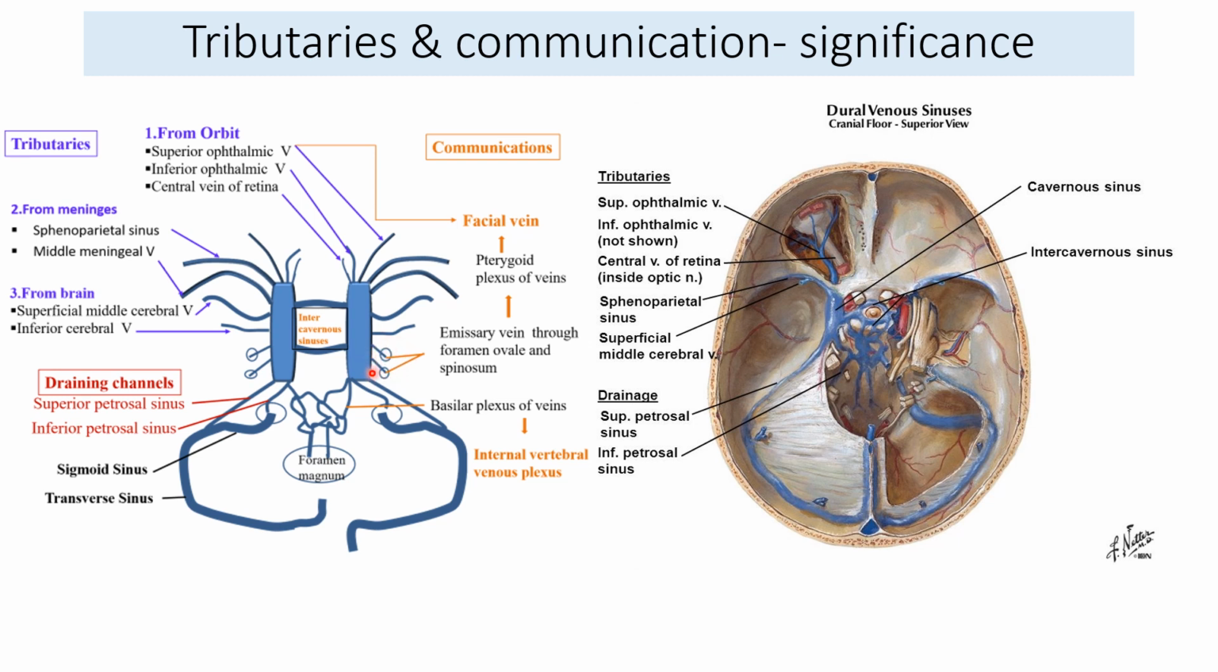So the emissary veins play an important role in spread of infection from extracranial to intracranial part. From the pharynx, from the nose, from the face, from all these areas, the infection can reach the cavernous sinus. Apart from that, regarding the draining channels, the cavernous sinus will drain into the transverse sinus with the help of the superior petrosal sinus, and into the sigmoid sinus through the inferior petrosal sinus. Here, this is the inferior petrosal sinus and the superior petrosal sinus. They are communicating with the cavernous sinus.